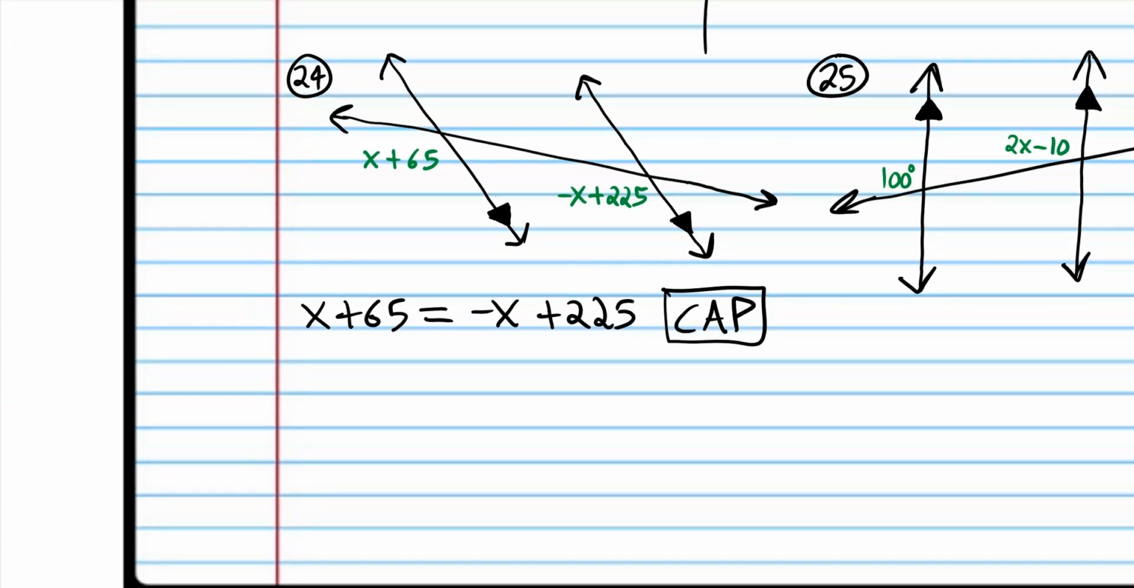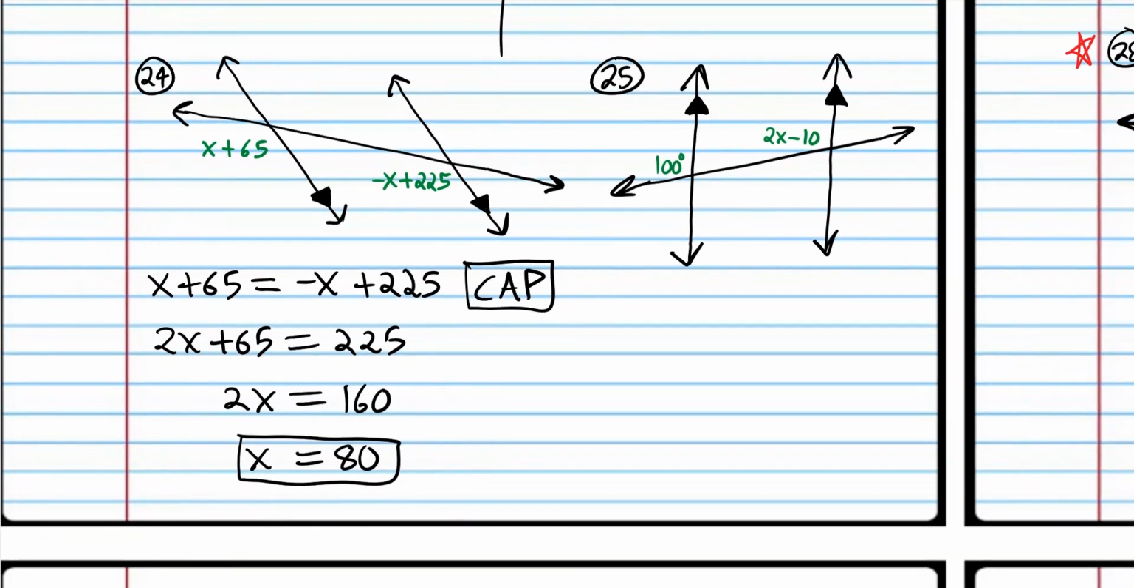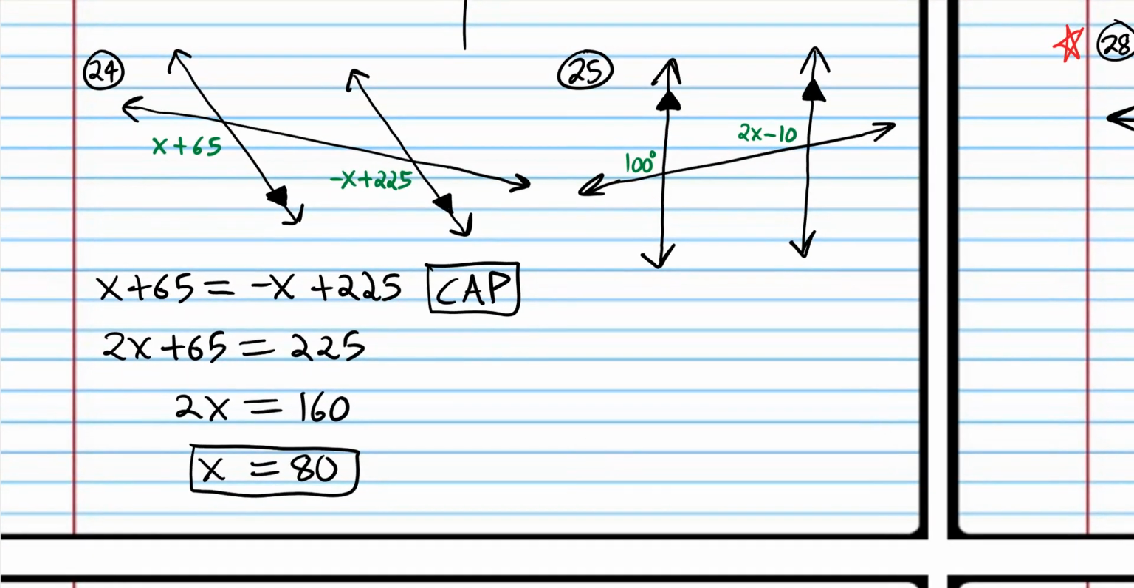Then we just add x to both sides. Subtract 65 from both sides. And divide both sides by 2, and we get x is equal to 80. So if you got 80 and CAP for corresponding angles postulate, good job. Again, you can abbreviate.